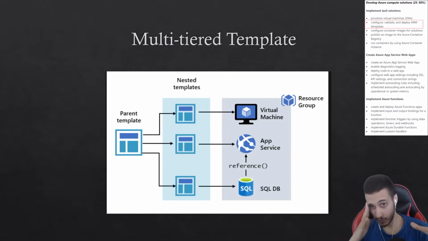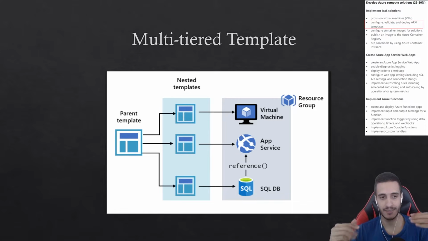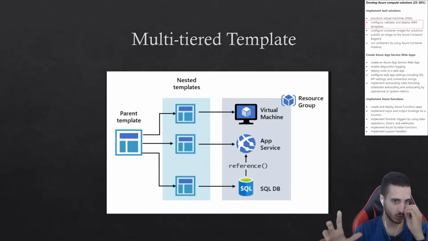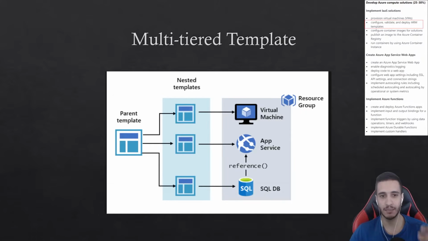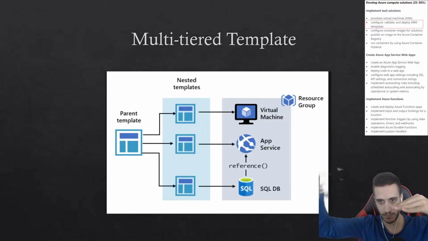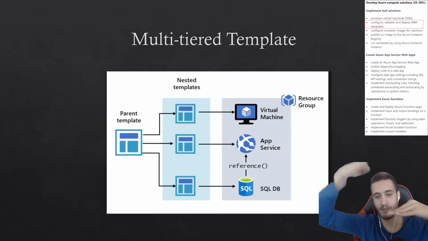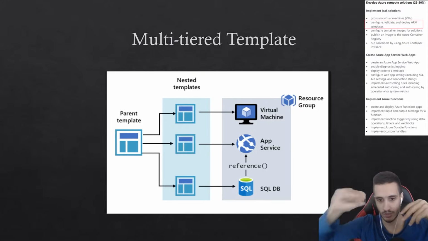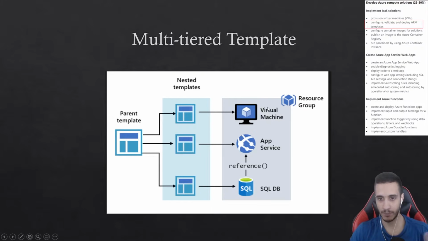Next, we have the concept of a multi-tiered template, and I saw a couple of different questions on this section. What you need to know is you can nest templates under a parent template. For example, if you want to create multiple resources under the same ARM template, the best practice is not to put every single thing onto the same template. The best practice is to create separate templates for each resource and then have a parent template that calls those nested templates.